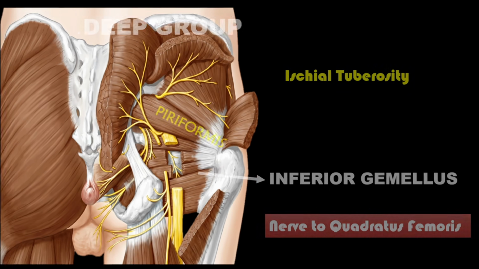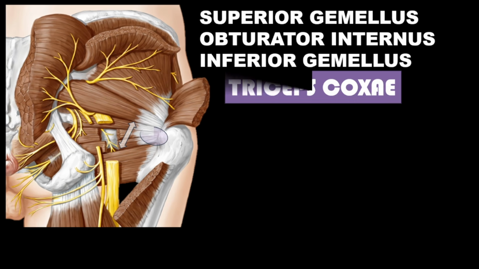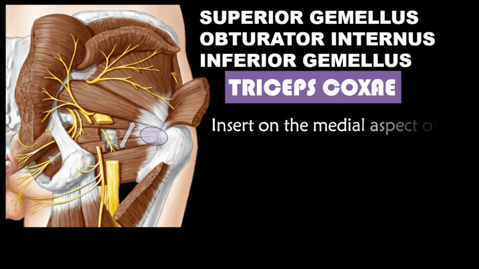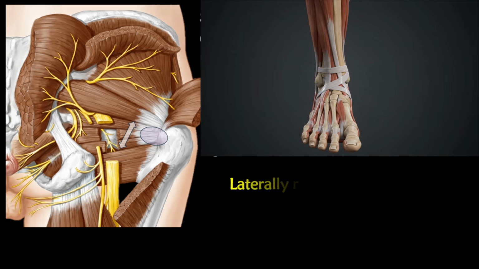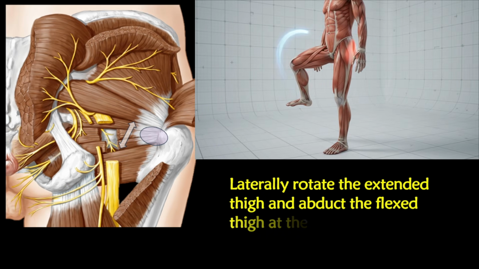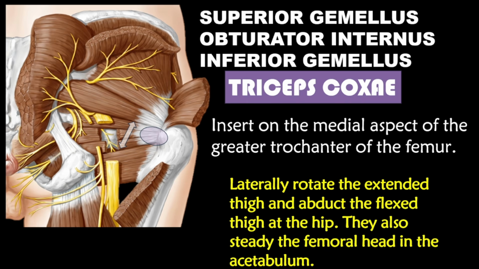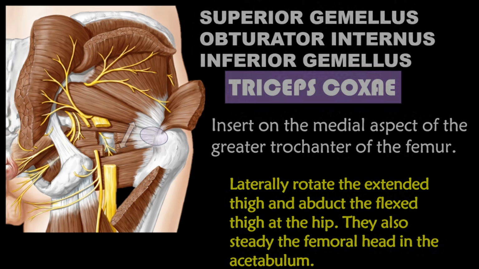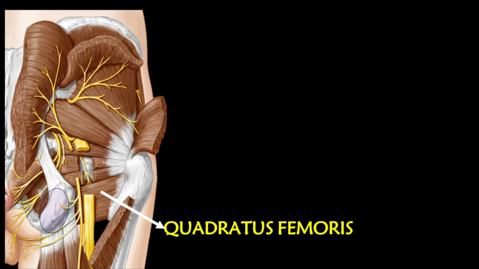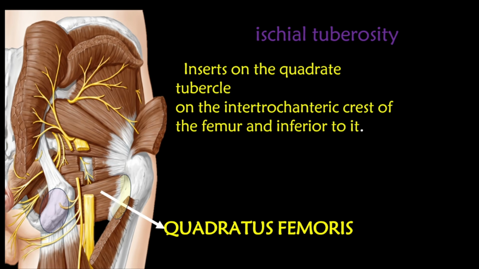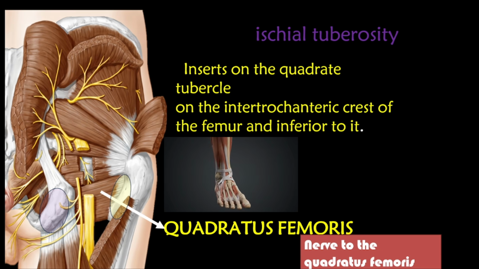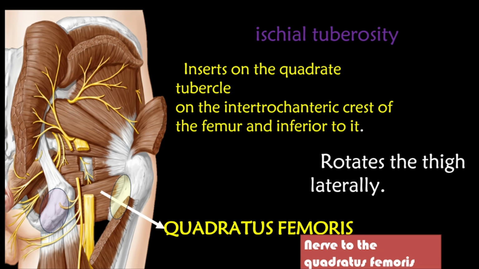All three muscles together, called triceps coxae, insert on the medial aspect of the greater trochanter of the femur. All three muscles laterally rotate the extended thigh and abduct the flexed thigh at the hip. They also steady the femoral head in the acetabulum. The quadratus femoris originates from the lateral border of the ischial tuberosity, and inserts on the quadrate tubercle, intertrochanteric crest of the femur. It rotates the thigh laterally, and it is innervated by the nerve to the quadratus femoris.